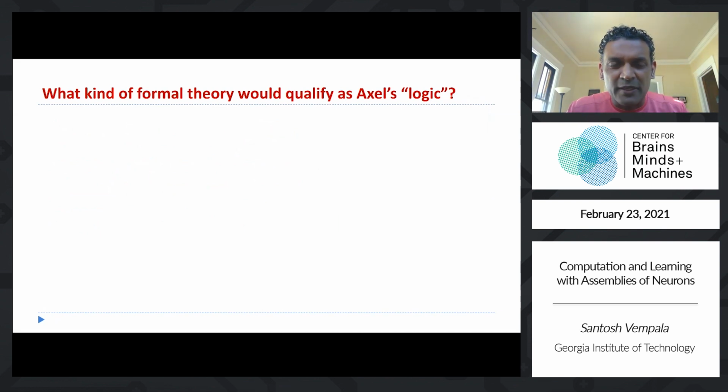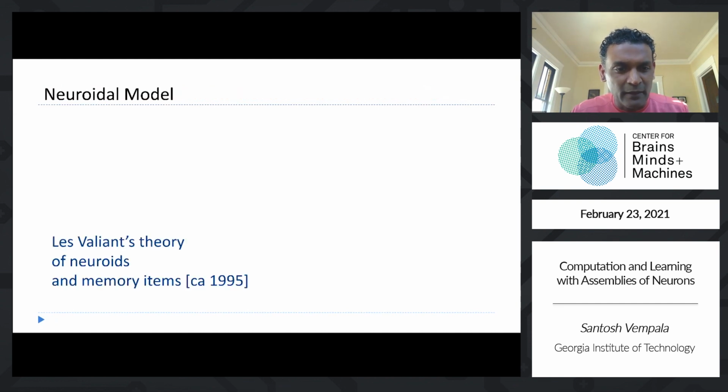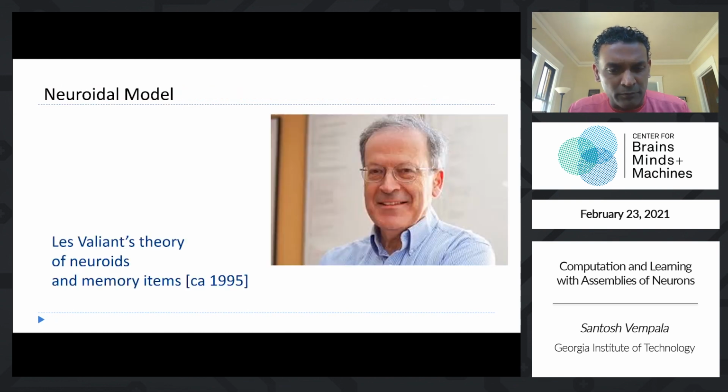And let me get straight into it. What kind of theory, formal theory, would qualify as such a logic to convert the activity of low-level hardware to cognition? An early theory, now 25 years ago, was proposed by Les Valiant, the neuroidal model, where he allowed little units to change state based on what they saw from their neighbors, and thereby simulate various types of computation and memory allocation and so on.